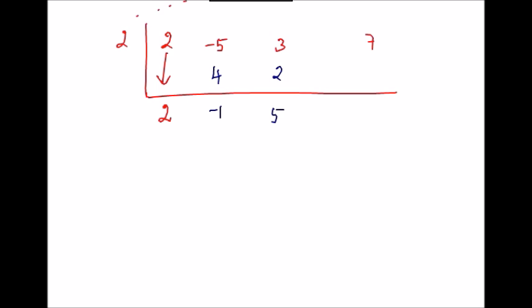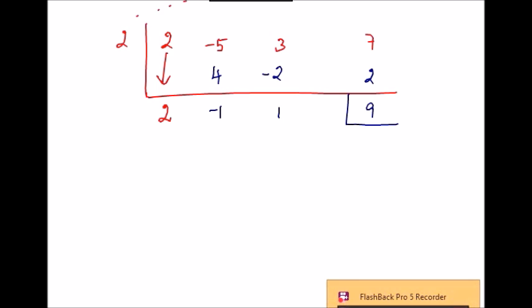Now multiply the number. 1 times 2 will give you 2. And by adding these two, I get 9. We don't have any other number here, so this should be our remainder. This is how we perform synthetic long division.